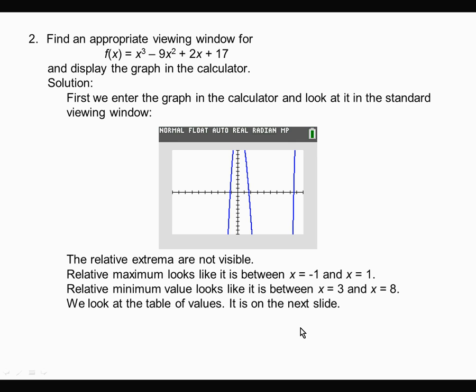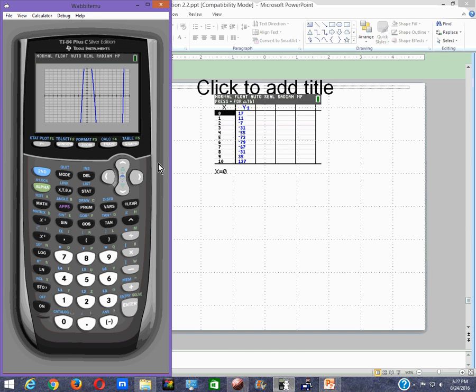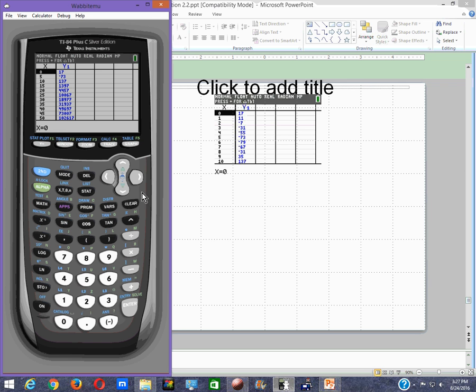So we're going to look at the table of values. It's on the next slide. Okay, between -1 and 1. Let me go ahead and use this calculator because that way I can slide around. So second table. Whoops, I've got to change my table settings, don't I? Table set. I don't care where I start, but let's use 1.